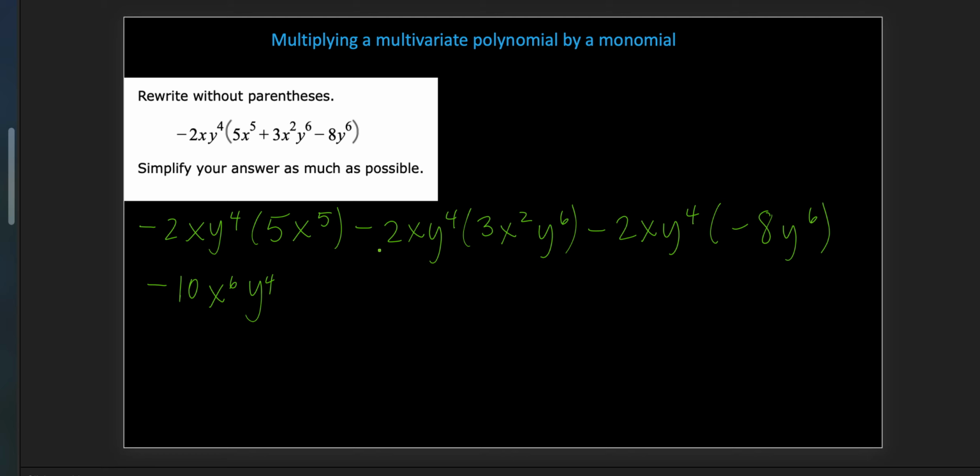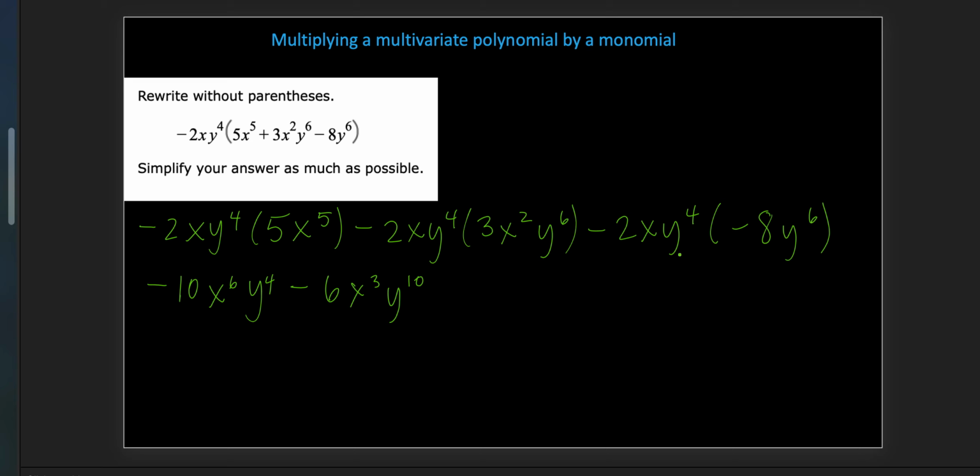Then for this, we have negative 2 times 3, and that's negative 6. X to the first times x squared, that's x to the third. And then for the y's, y to the fourth times y to the sixth is 4 plus 6 is 10.